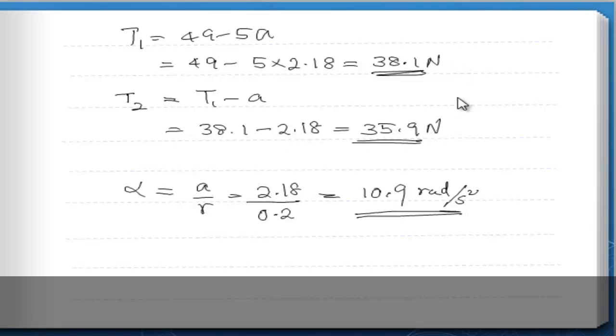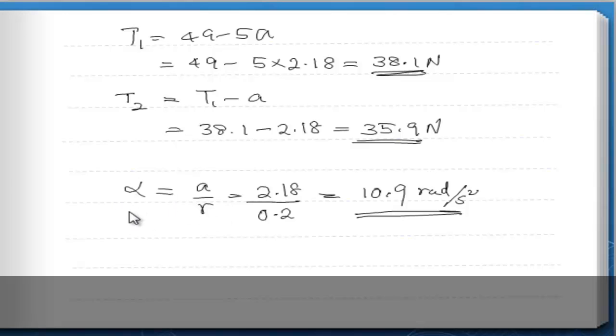So at this point you can see T1 and T2 are different. In the previous time, we assumed they are equal because we ignored the mass of the pulley. They are close, but they are different. Okay, if the mass is very small, you will see they are approximately equal.